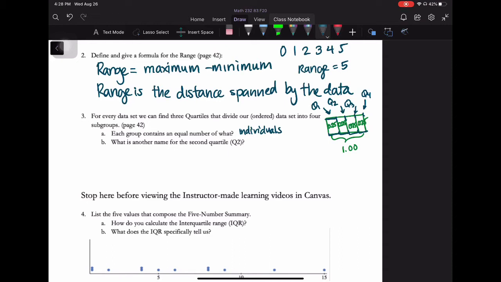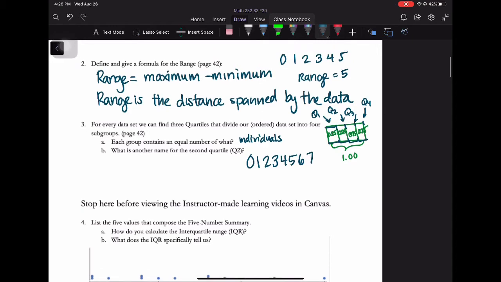That way, if I have 8 numbers, and I split it in half, and then I split it in half again, there's 2 in each group. Another name for the 2nd quartile, which splits the data in half, is the median.